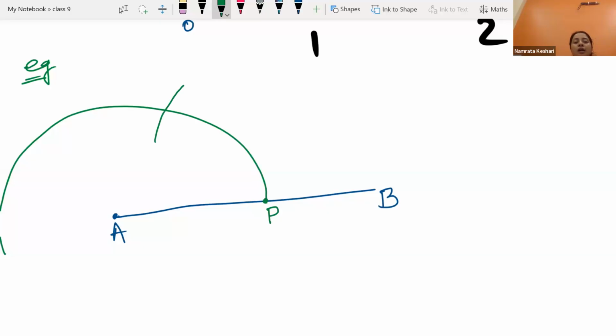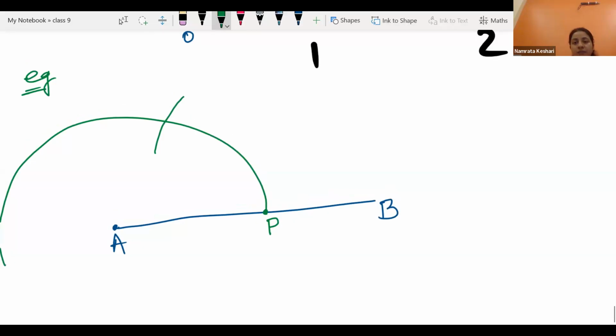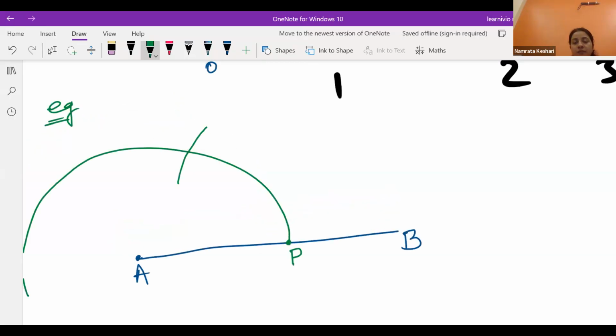Please do it. Who is doing along with me? Please tell me. Afia, are you doing it? Ma'am. Yes. My school teacher did it differently. First, she made the arc and then she made the semicircle.